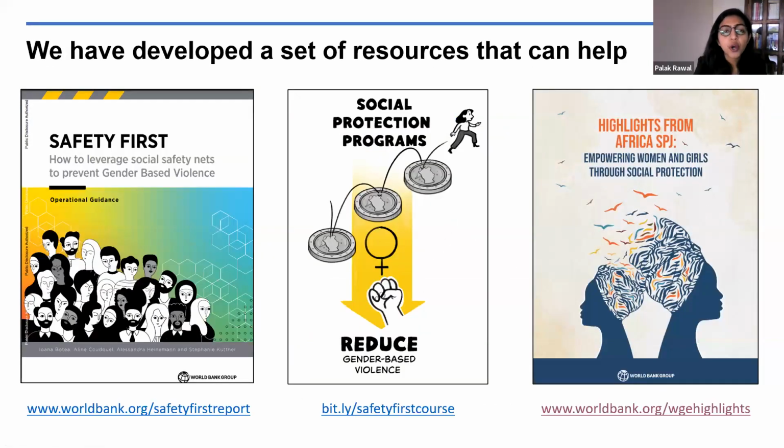Within the social protection and jobs global practice, we have developed a set of resources that we think can help. The Safety First Toolkit and e-learning course provide operational guidance on how to leverage safety nets to prevent gender-based violence, with practical design and implementation tips along the project cycle. The Women and Girls Empowerment Framework provides the guidance and tools to help task teams operationalize this agenda in social protection programs. We are also currently finalizing the social protection gender strategy and hope to share that with all of you soon. And lastly, we hope that these resources will be helpful as you further your work in this important area. Thank you, and looking forward to any questions later.